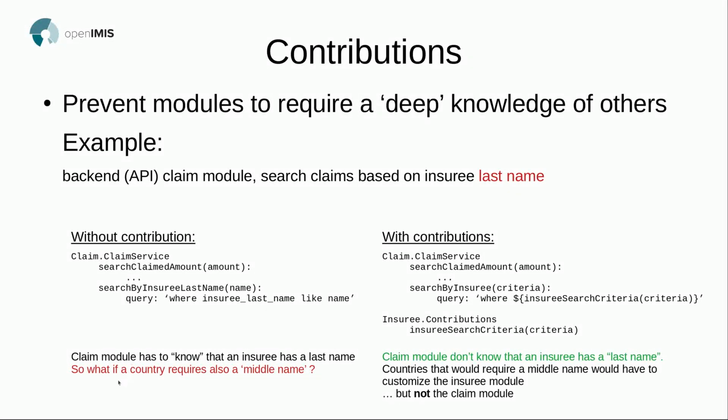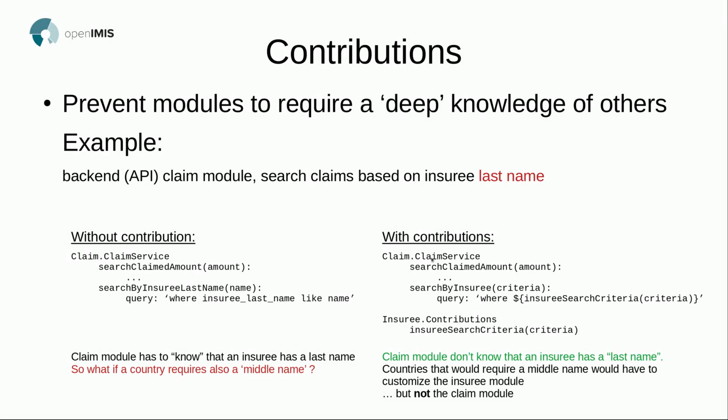So in this example, we see that the claim module knows that an insurer has a last name. So if one country requires also middle names for the insurers and want to search claims based on the middle name, we would have to adapt the claim module because of a characteristic of the insurer module. So to avoid this, we use contributions, and with contribution it would look like this.